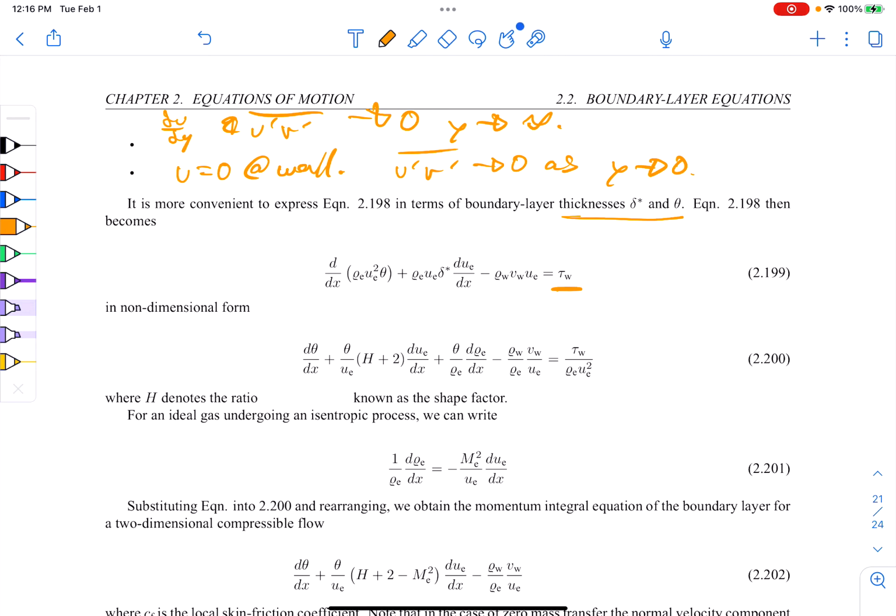We can then non-dimensionalize that, and a new little parameter comes up called H. And H is nothing but a non-dimensional number, which is something like, I have to remember it, delta star over theta. And this is called the shape factor. So when you calculate a turbulent boundary layer with a contemporary code, you can calculate all these quantities, and they're important for aerodynamic analysis.